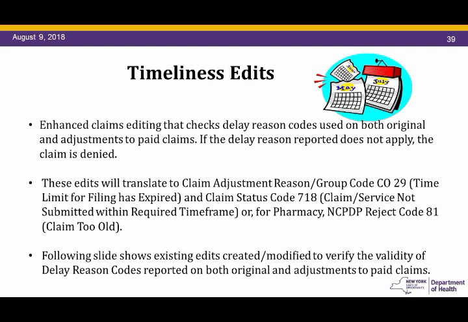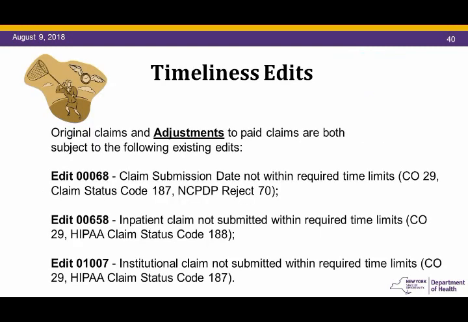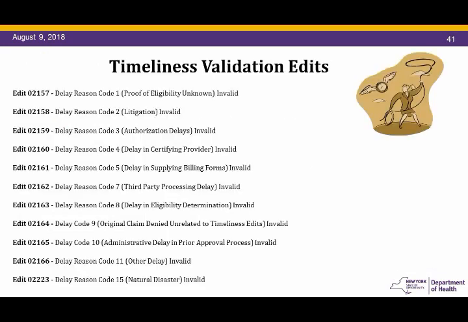These edits, along with the delay reasons, are our division's checks and balances. Original claims and adjustments to paid claims are both subject to the following existing edits, which are claim type specific: Edit 68, 658, and 1007. These are the timeliness validation edits.